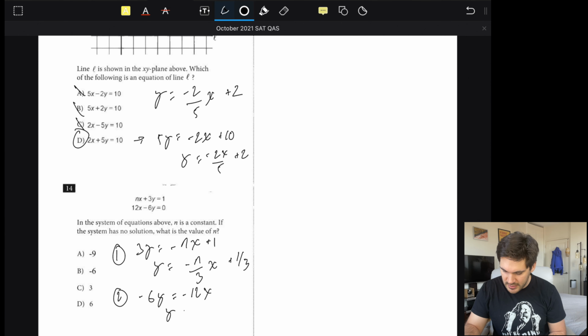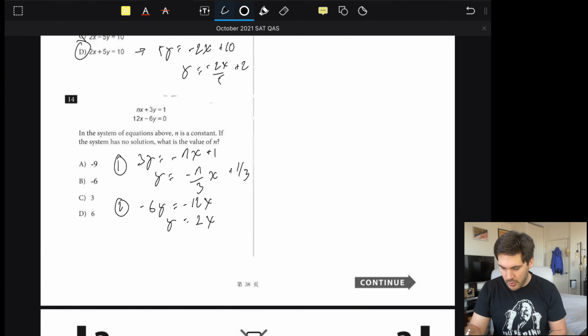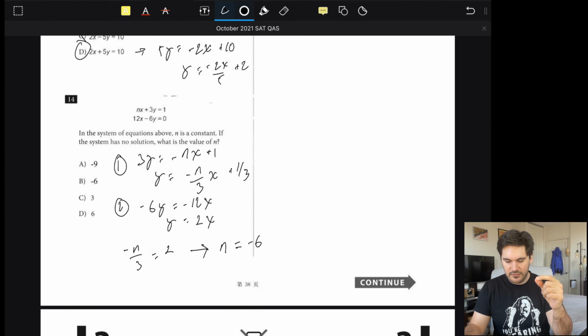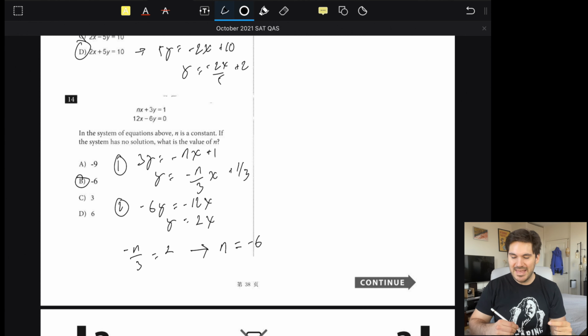So y equals 2x. That's the second equation. So we have to set the slopes equal to each other. Negative n over 3 equals 2, which means that n should be equal to negative 6. Because negative 6 over 3 equals negative 2. So B is the answer.